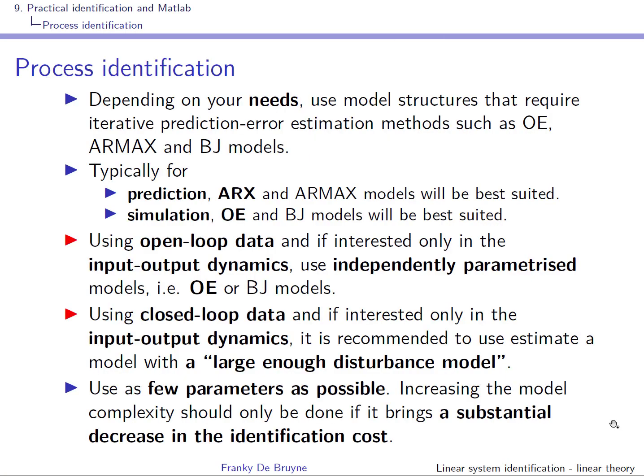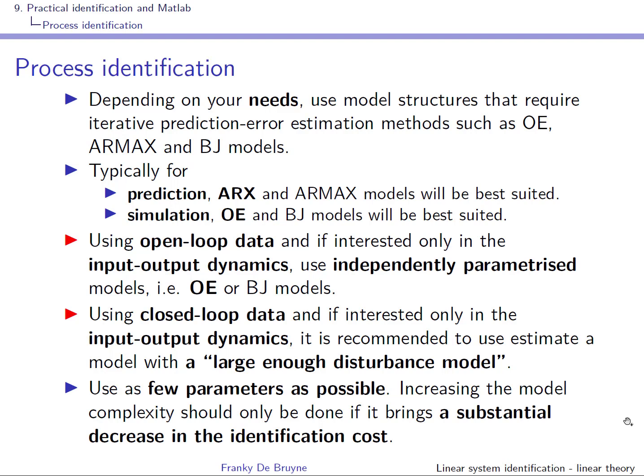Well, so far we have talked about the ARX model structure that is using a least squares estimation of the parameters. Depending on your needs, you can use other model structures, but keep in mind that these will require an iterative prediction error estimation method, and this will be the case, for instance, for output error, ARMAX and Box-Jenkins models. As a rule of thumb, if you're interested in prediction, then use ARX model structures, and you could complexify the model using ARMAX model structures.